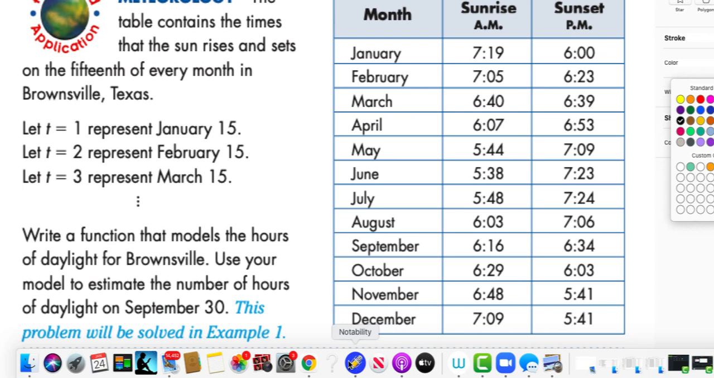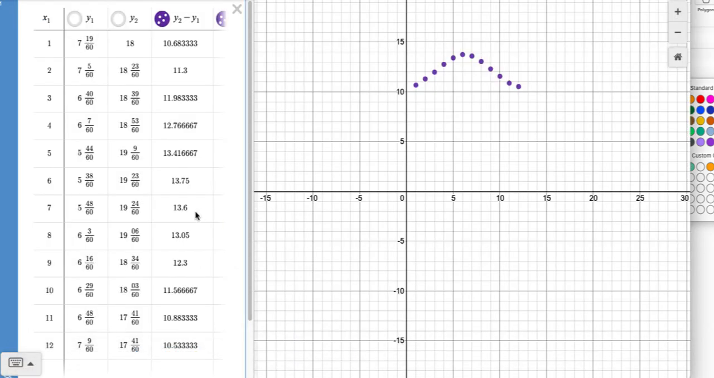But if you don't have a calculator, and that's not something we've been pushing in our class, we are going to use Desmos. So I'm going to pop over to Desmos real quick and show you what I have cooked up. So what I did is I took the information, one being January 15th, and I put the sunrise time, it was 7:19. The sunset time was 6 o'clock, and then I just put it in here.